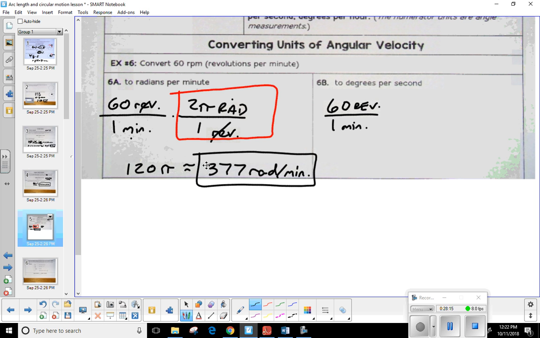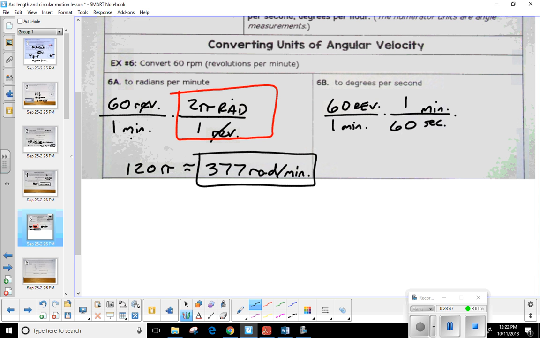Okay. So what do you want to take care of next, the revolutions or the minutes? The minutes, okay. If I want the minutes to be seconds, just like we've seen before, 1 minute is 60 seconds. So now it's going to be in revolutions per second. Now we've got to get rid of revolutions. You're absolutely right. We've got to put radians over the revolution. And we've seen it before.